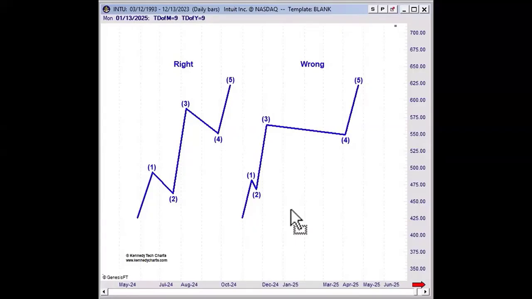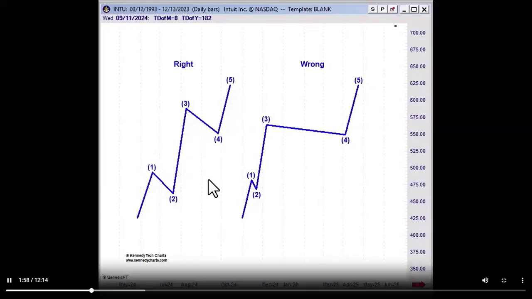I think this is very important because if you look at these two impulse waves, we have one on the left and one on the right. Waves 1, 2, 3, 4, and 5. Notice there's no rule violation at all. Wave 2 does not terminate below the origin point of wave 1. Wave 3 is not the shortest impulse wave of waves 1, 3, and 5. Wave 4 does not end in the price territory of wave 1. And then we have our final fifth wave move up, and of course, no truncation here. So what you see diagrammed on the left is that idealized Elliott wave version of an impulse wave.